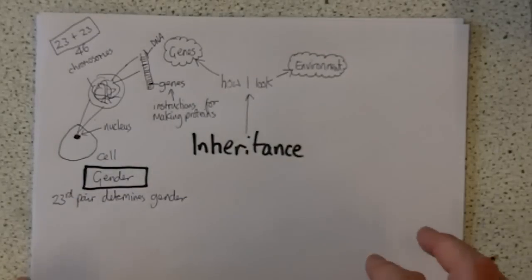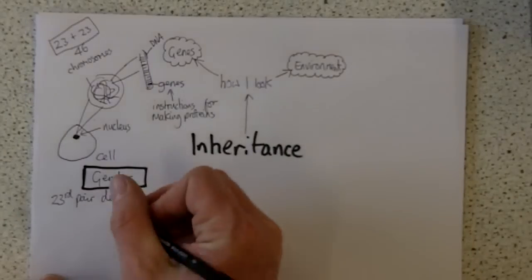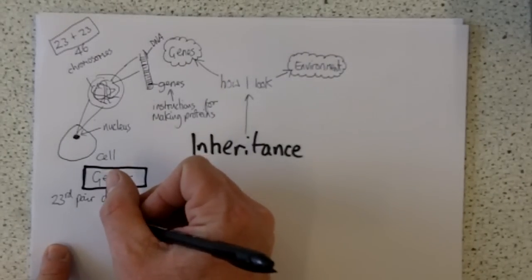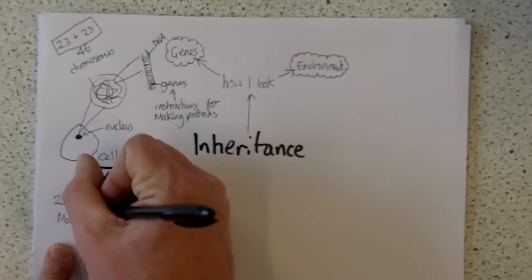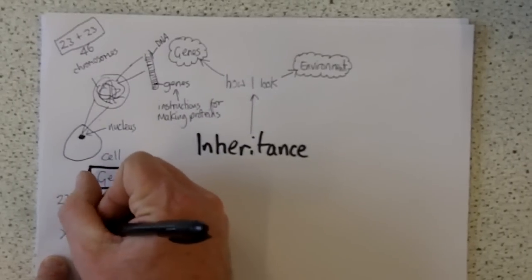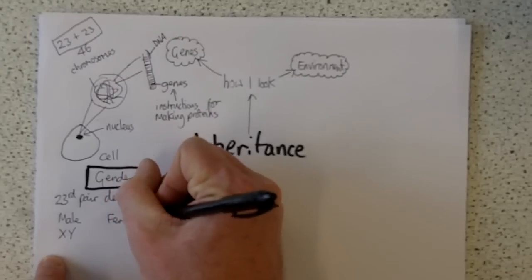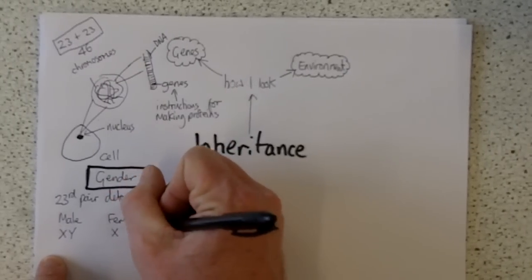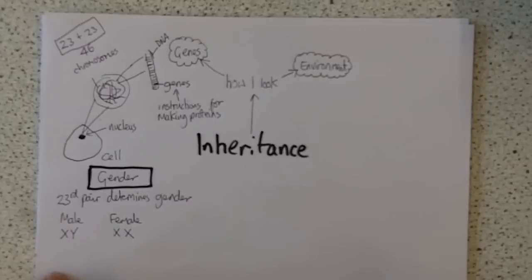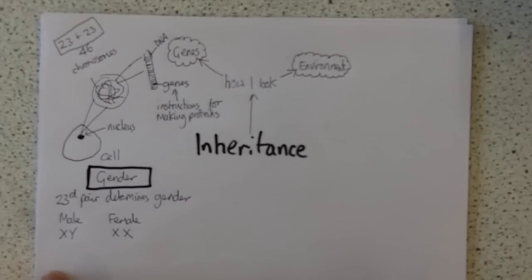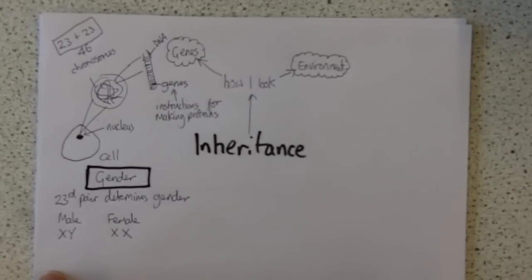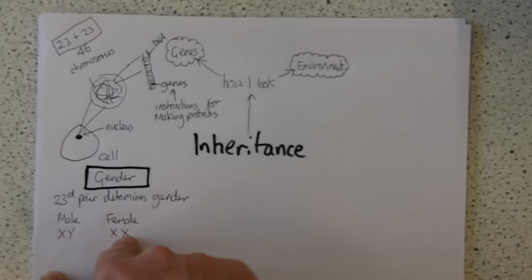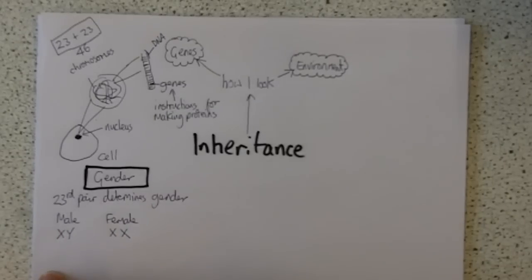So in a male, the 23rd pair of chromosomes are an X and a Y. So in a male you have an X and a Y, and in a female you have an X and an X. So what determines whether an offspring is going to be male or female is the combinations of alleles or genes that they are going to be receiving.